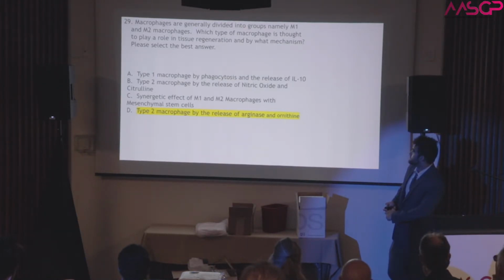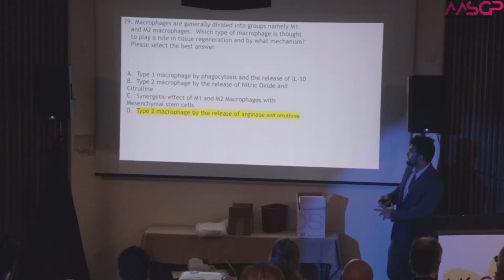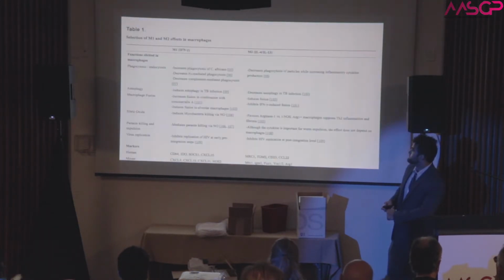The answer is release of arginase and ornithine. This is a fact to know. The pathway is a little bit more complex. But remember that type 2 macrophages are the more stem cell ones involved. And type 1 are the lining, the phagocytes, the ones that engulf bacteria. Here's an image showing that. So type 1, you can see phagocytosis, and M2 increasing autophagy and favoring arginase and nitric oxide.